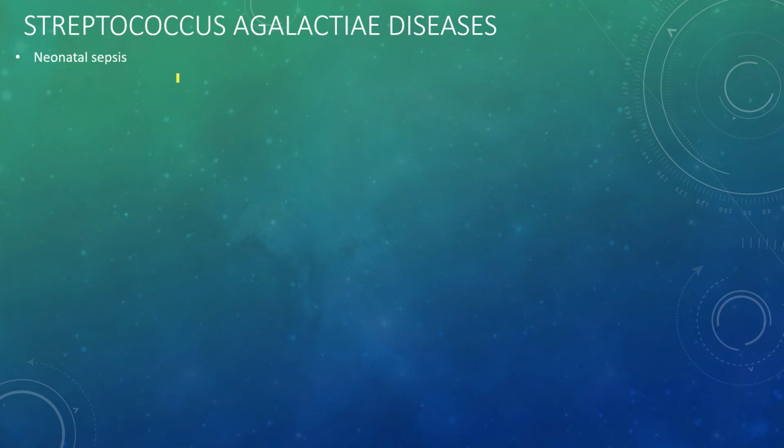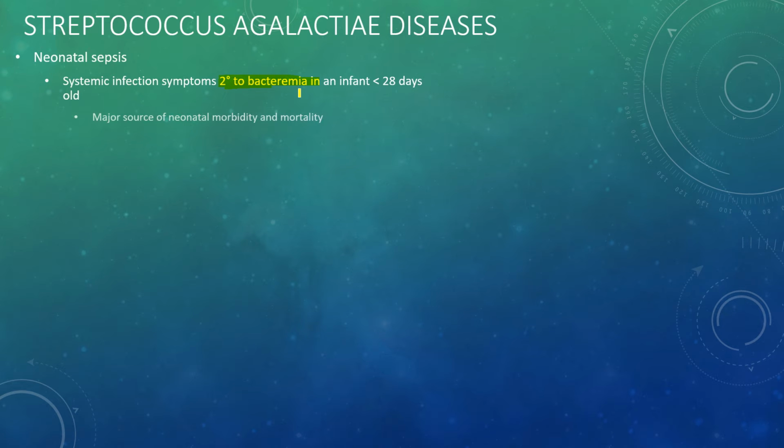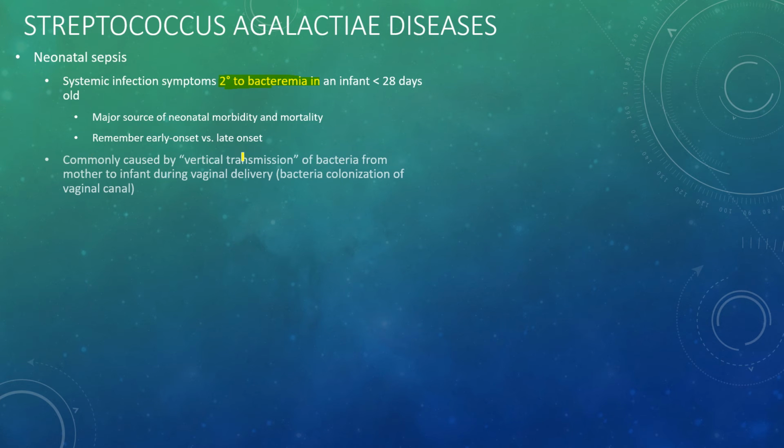So now let's talk about some specific diseases caused by Strep agalactiae. Neonatal sepsis. So this is a systemic infection, meaning it goes through the entire blood system and can infect any organ, and this is due to bacteremia in an infant less than 28 days old. A neonate is an infant less than 28 days old, and they have bacteremia in the body, which is very severe. So it's a major source of neonatal death and disease. And remember, we've got the early onset and the late onset that we described in our last slide.